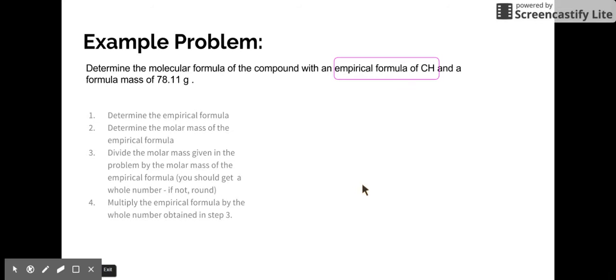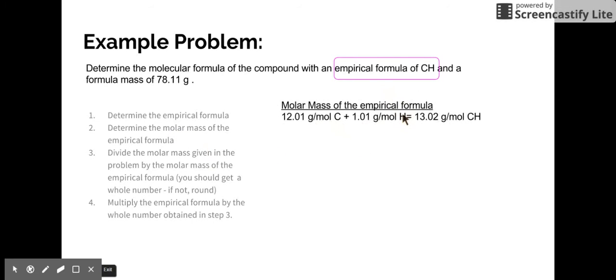So remember, you need to know how to calculate the empirical formula. Next, we need to determine the molar mass of the empirical formula. Well, that's easy. All we do to determine the molar mass of the empirical formula is we look at the actual formula. It's made of 1 C and 1 H. We're going to go to the periodic table and add that 1 C to that 1 H, those molar masses from the periodic table, to give us the molar mass of the empirical formula. So here it is, 13.02 grams per mole. We're going to hold that off to the side.